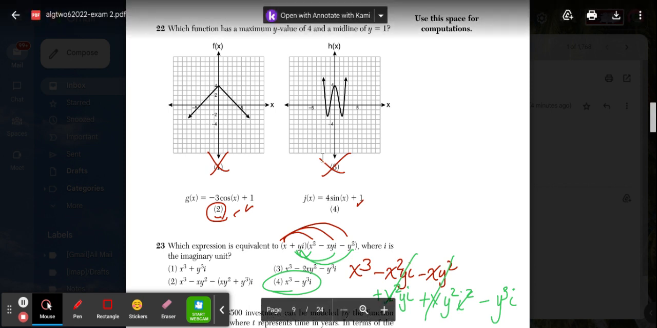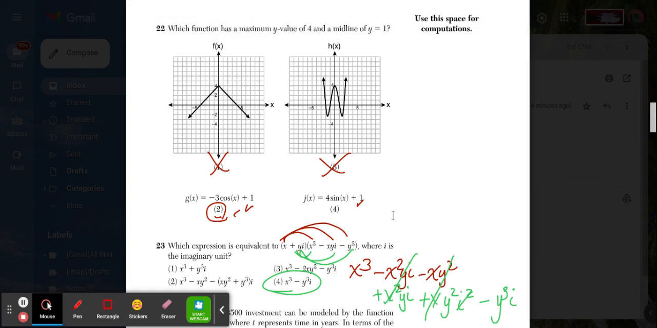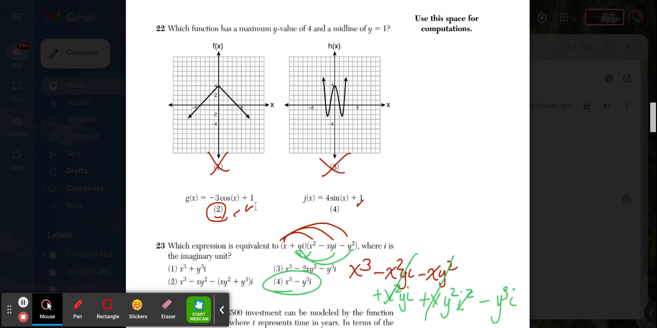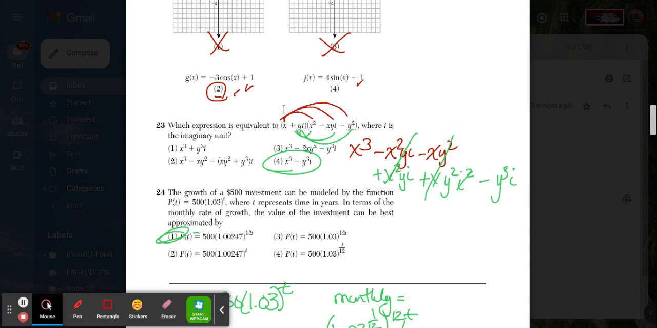So 1 and 3 are ridiculous. Looking at 2 and 4, they both have a midline of 1 because I'm starting at 1 here, those plus 1s, but the maximum height of 4 happens only with number 2 because 3 plus 1 would give me 4. Number 23, if you don't know, you can type it in your calculator and play around and see which one gives you the correct answer. But if you just sit here and you make a window, or if you FOIL, you will end up with things that start canceling out and you get option number 4.